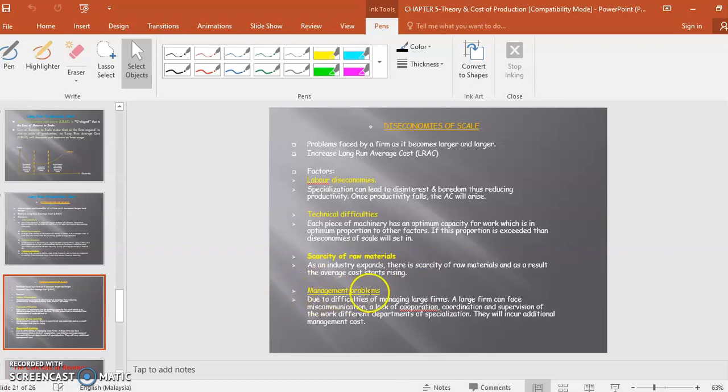Okay, management problem. Due to difficulties of managing a large firm, a large firm can face miscommunication, lack of cooperation, coordination and supervision of the different departments of specialization. They will incur additional management costs. Kita tengok UiTM sendirilah. UiTM ni besar, ada banyak, ada berapa kampus kat dalam negara ni. Ada bukan 35. So sebelum ni semuanya Shah Alam yang handle. Semuanya convo kat Shah Alam kan. Tapi sekarang perasan tak, dah lama dah ni. Saya dah lebih 5 tahun.